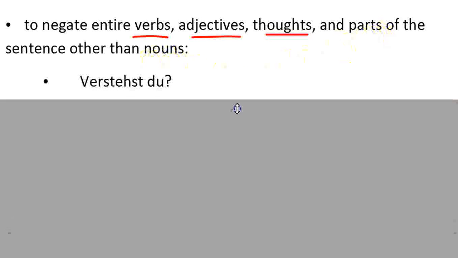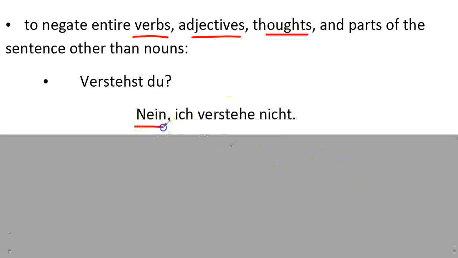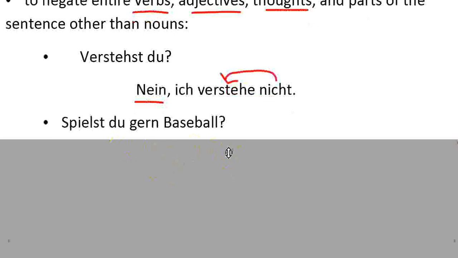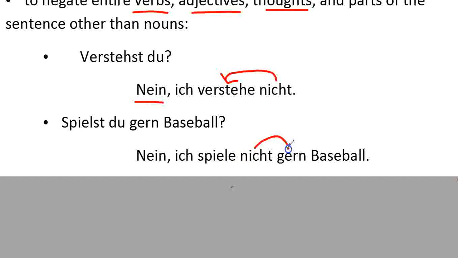You can also negate entire verbs, adjectives, thoughts, other parts or elements of the sentence that are not nouns. So, zum Beispiel, verstehst du? Do you understand? Nein. So we're using an interjection. No, ich verstehe nicht. So, not understanding negates the verb. Spielst du gern Baseball? Do you like to play baseball? Nein, ich spiele nicht gern Baseball. Maybe you play baseball, but you just don't like to play it. So, the not liking it part.